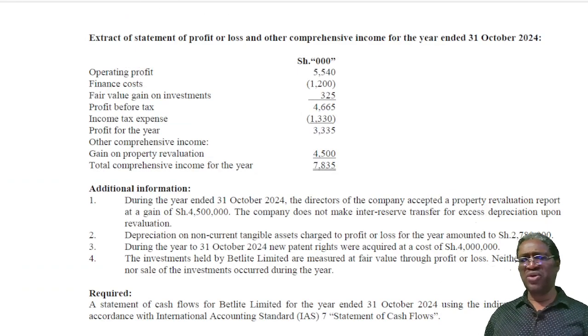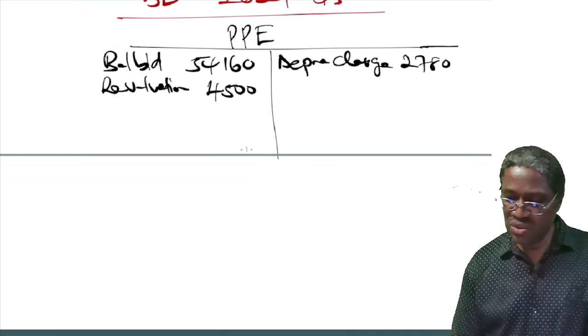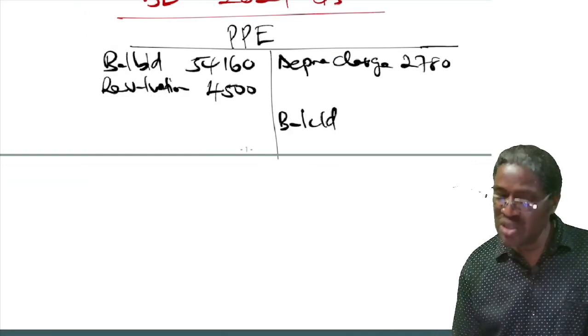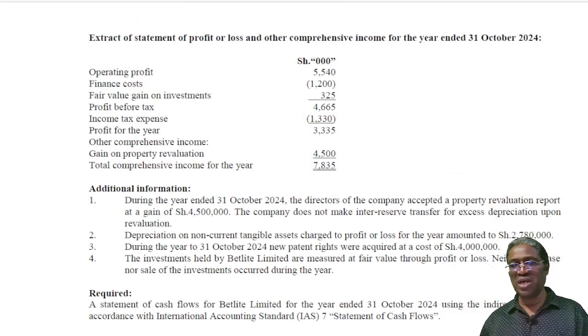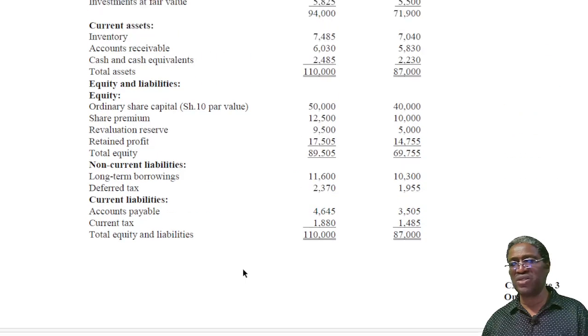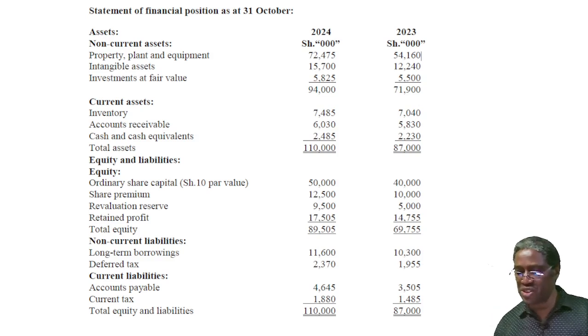Good. Next, we are still going through the additional information. We saw that number three, there was nothing. Number four, there was nothing concerning property. So we come and just carry down the balance. We now come and see a balance carry down. The balance sheet this year, what are we carrying down? Let me go and check the balance sheet by end of this year. And from the balance sheet this year, I can see we are carrying down 72,475.